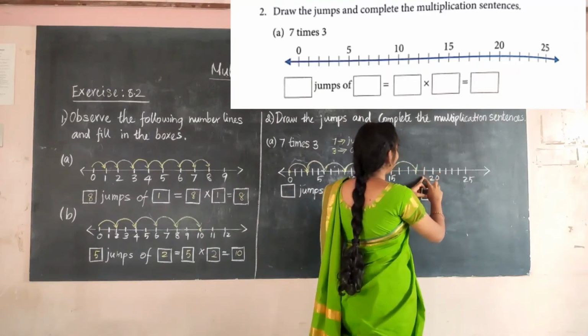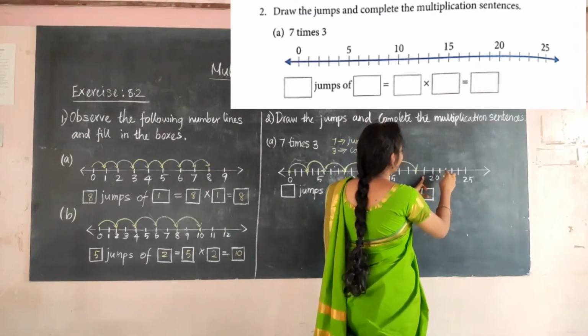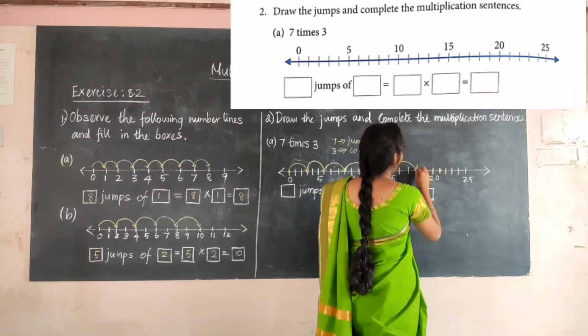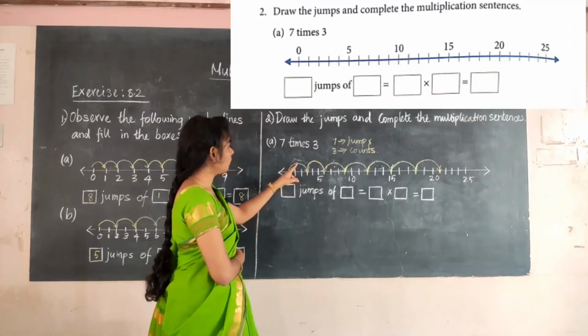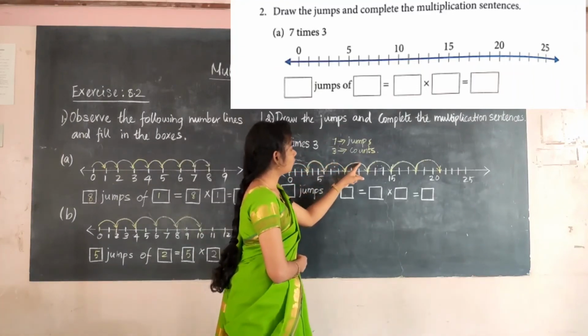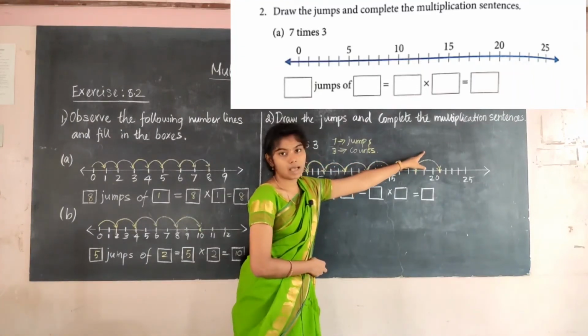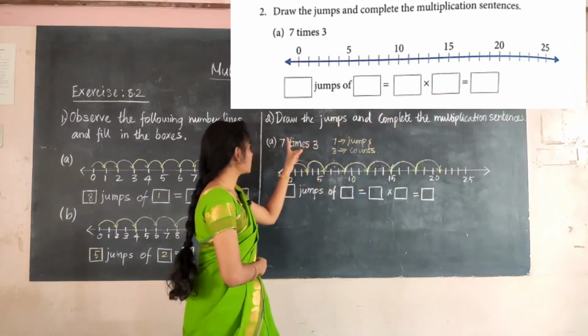So the next count is 3. 1, 2, 3. So it's here. So you have to draw the jump like this. So now count how many jumps are there. 1, 2, 3, 4, 5, 6, 7. So totally 7 jumps as it is given here.